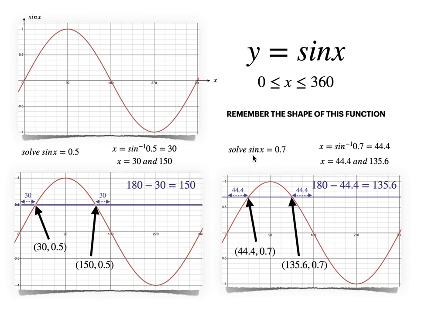Similar problem, solve sine x equals 0.7. So I put that in my calculator and I get 44.4, doing the inverse sine of 0.7. And that will give me this point here. So when x is 44.4, sine of x is 0.7. So that gap is 44.4. So the gap the other side will be the same length. So 180 take away 44.4 is 135.6. So that's where I've got my other solution.